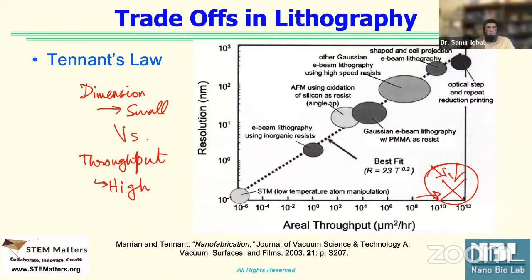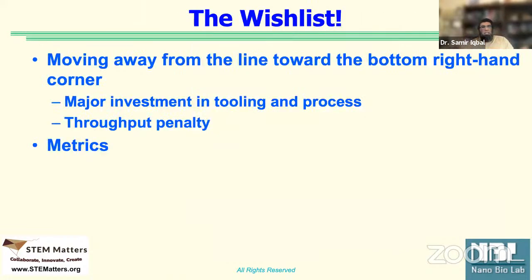So does it make sense? We want to make things smaller, but we want to make them fast and fast. So throughput becomes a major problem. Throughput becomes a major question when we talk about next generation lithography or other techniques which are not parallel, right? Does it make sense when I say they're not parallel? Because we are not flooding the whole chip. We have to write one by one. So the wish list is that we want to move to the bottom right-hand corner, right?